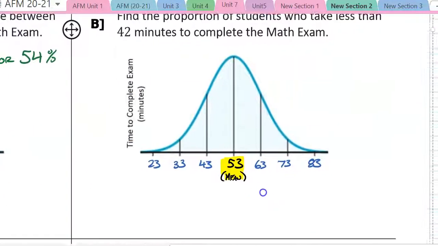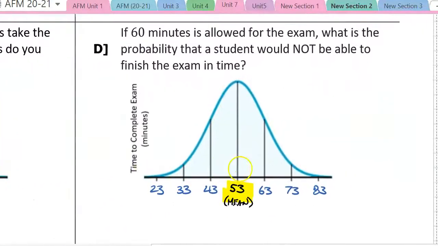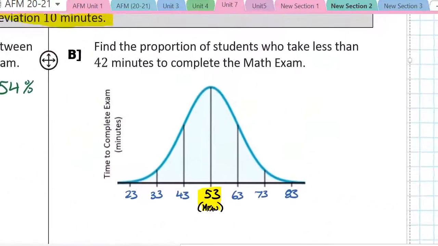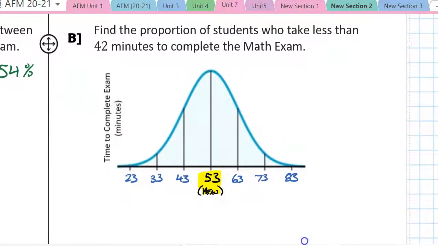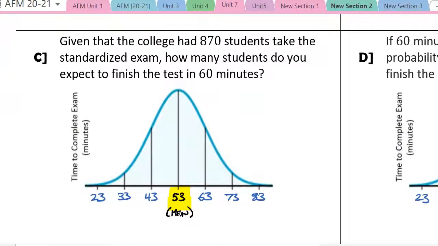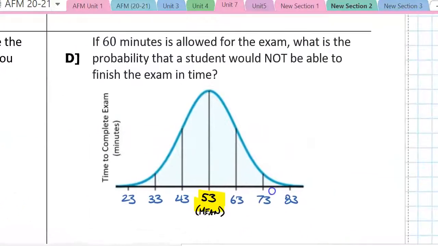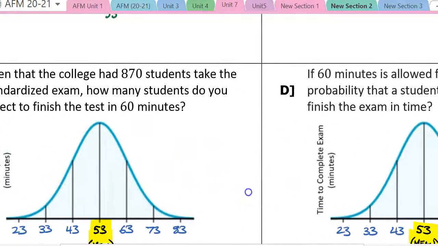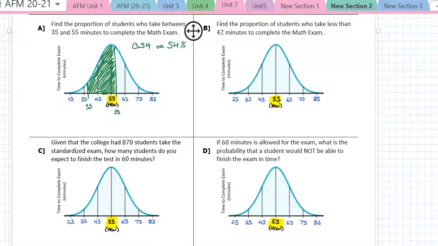Going ahead and taking a look at B, C, and D, now that we know how to utilize this technology, why don't you go ahead and try B, where we're trying to find the amount less than 42 minutes. C, we're trying to find how many students would finish the test in 60 minutes. And if 60 minutes is allowed for the exam, what is the probability that students would not finish the exam in time? I'll give you a moment or two to go ahead and try those out. I'll reveal the answer in 3, 2, 1.